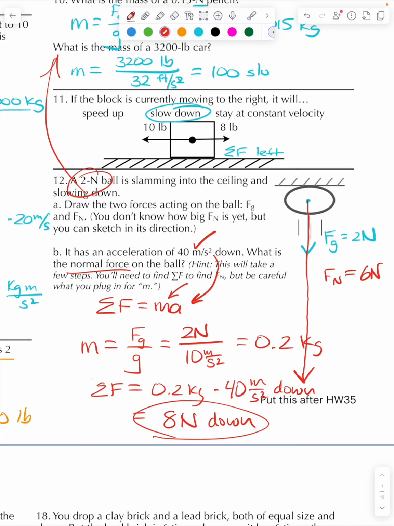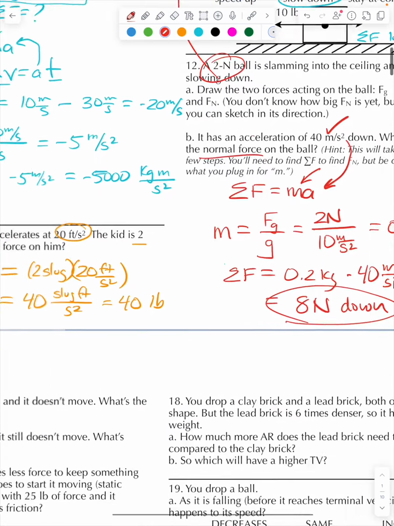So again, if you're finding a normal force, usually you find the net force, and then just by looking at your diagram at the other forces, you figure out, adding or subtracting, what the normal force should be. Okay, let's move on.